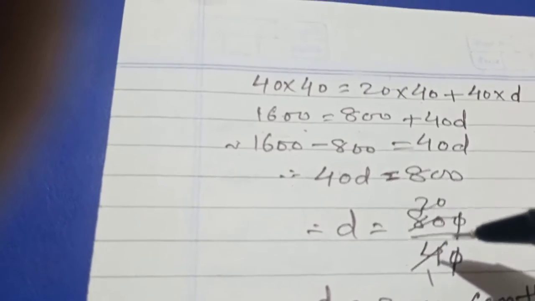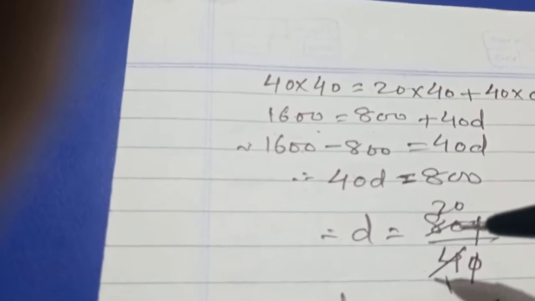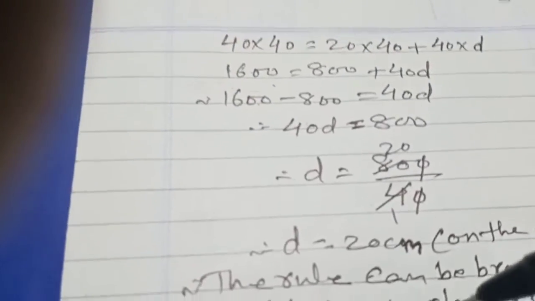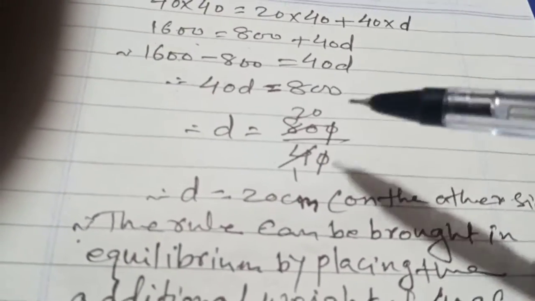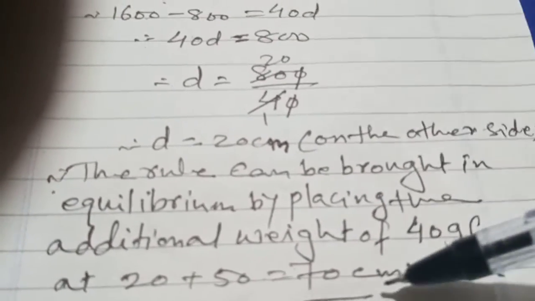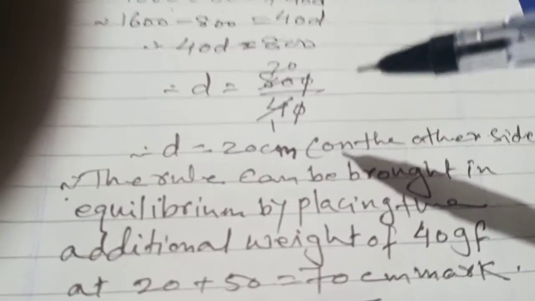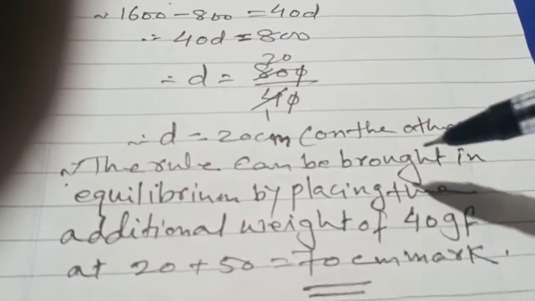What is d? d is equal to 800 divided by 40: 4 into 2 is 8, and the 0 is 20. So d is 20 centimeter on the other side. The rule can be brought in equilibrium by placing the additional weight of 40 gf. From the midpoint 50, on the right hand side, 20 centimeter. Where is the mark? 20 plus 50, the 70 centimeter mark.